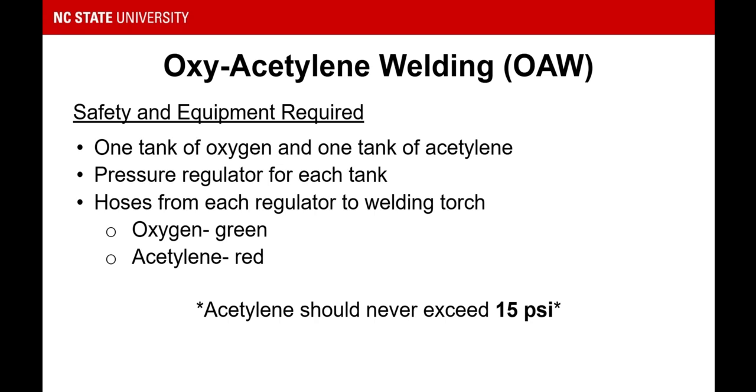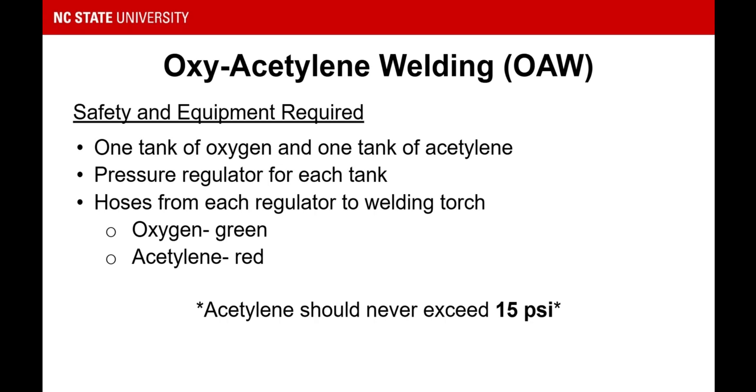These tanks are under high compressed pressure, so you'll need some regulators. There are specialized regulators for both oxygen and acetylene. Make sure you get the correct set of regulators and that they're attached to the tanks and there are no leaks. From the regulators, you have to have a set of hoses. They are red and green in color. The green indicates oxygen. Red indicates fuel gas, in our case, acetylene. Make sure they're connected properly and the right color coordination goes together.